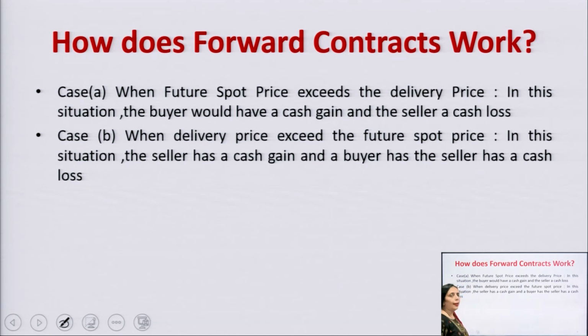There are two cases relating to the profit and gains of the buyer and the seller. The first is when the future spot price exceeds the delivery price. The future spot price, in other words, is the market price. When it exceeds the delivery price, the buyer has a cash gain and the seller has a cash loss. In the second case, the reverse happens: when the delivery price exceeds the future spot price, the seller has a cash gain and the buyer has a cash loss.